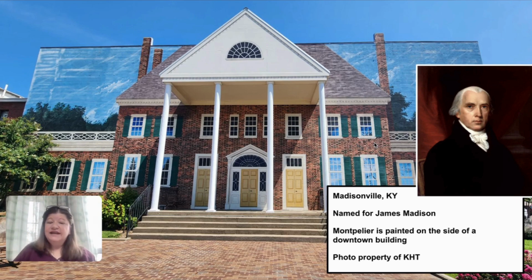So there you have it, ladies and gentlemen. The next edition of Let's Talk, and how one of our counties got to be named Madison County, Kentucky, for the 4th president of the United States.